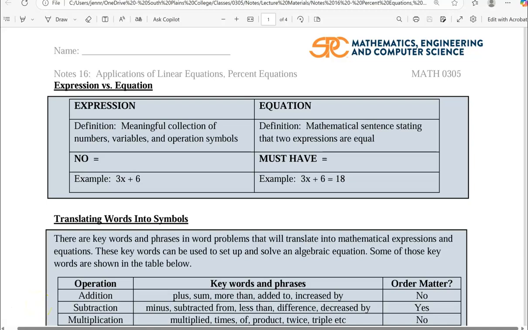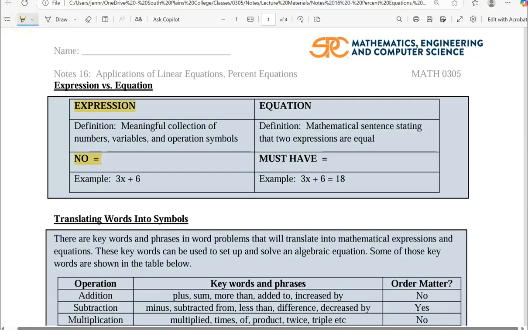Hey everybody, welcome to notes number 16. We have spent the last several lessons dealing with algebraic expressions and equations. And in this lesson, we're going to take that and connect it back in for solving in some real world applications. So the first thing to do is to recap.